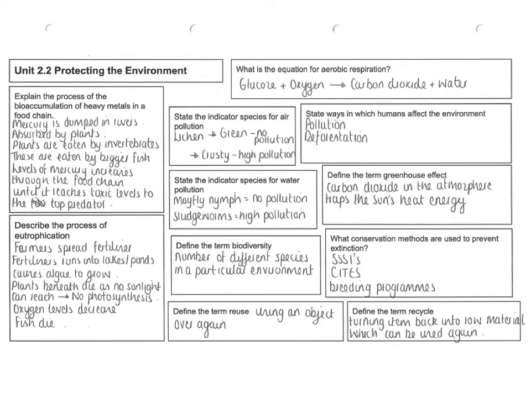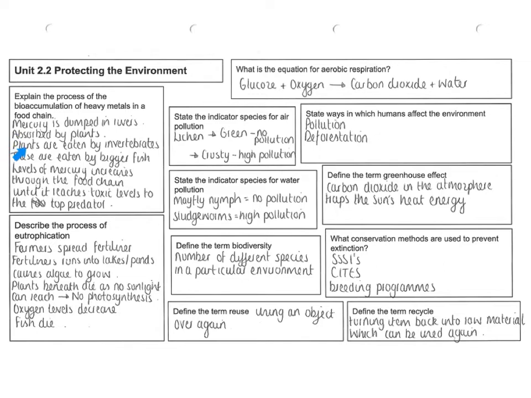Okay, so this is the answer for the Unit 2.2 Protecting the Environment review sheet. So the first question, explain the process of bioaccumulation of heavy metals in a food chain. I've just chosen mercury to go through. So mercury is dumped in rivers by factories, etc.